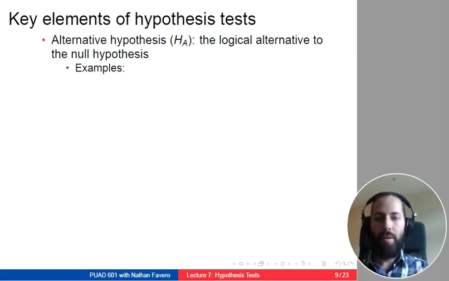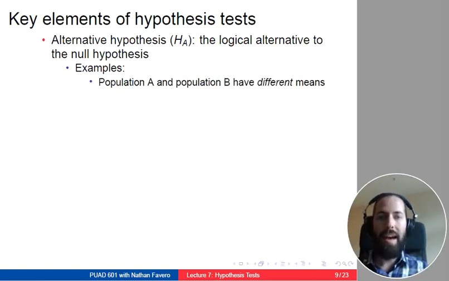So if we look at some examples that would correspond to the examples we just saw of null hypotheses, we would say that population A and population B have different means. If you'll recall, the null hypothesis on the prior slide said that population A and population B have the same mean. Notice that the null hypothesis is very precise. It says that they're exactly the same. In other words, that the difference between them is exactly equal to 0.